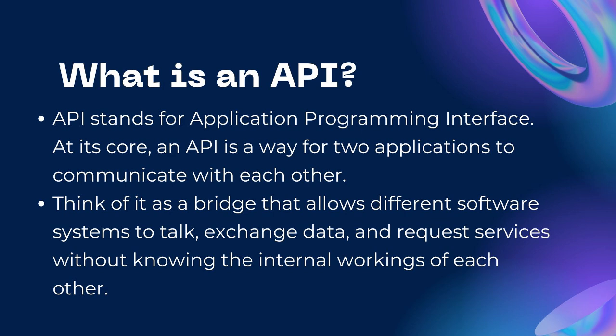So, what is an API? API stands for Application Programming Interface. At its core, an API is a way for two applications to communicate with each other. Think of it as a bridge that allows different software systems to talk, exchange data, and request services without knowing the internal workings of each other.